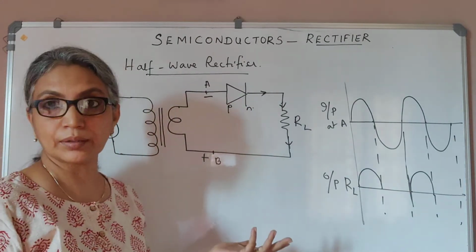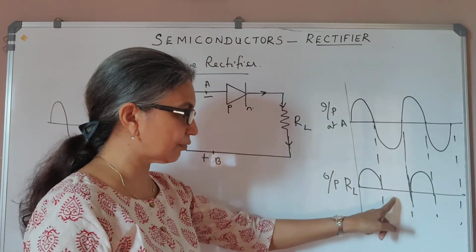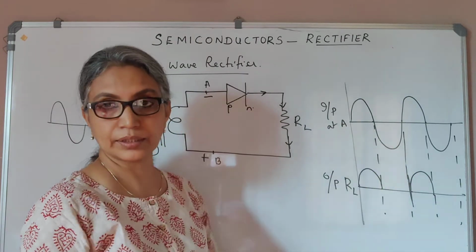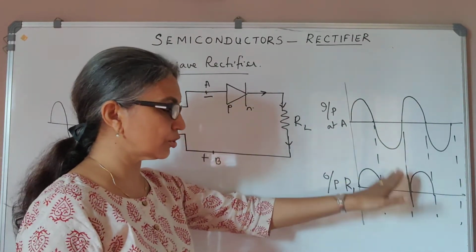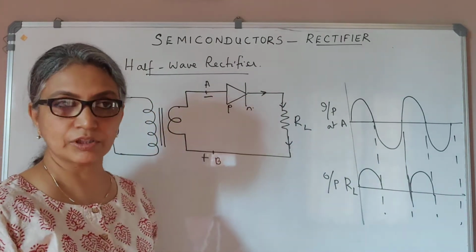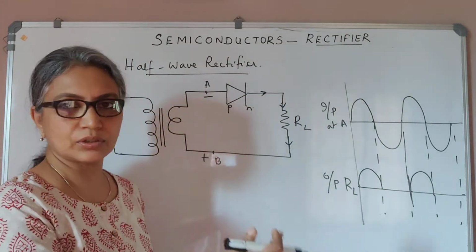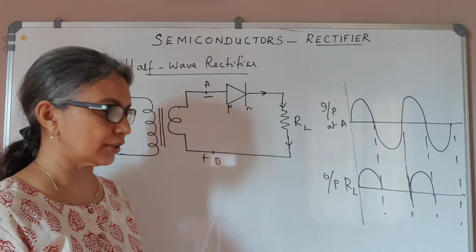Also, there will be a power loss, right? Because this negative half cycle is eliminated. So power being VI, whenever there is a loss in voltage, then there is a loss in power. So there is power loss in this. And of course, the ripples or the pulses can be removed using a filter circuit.